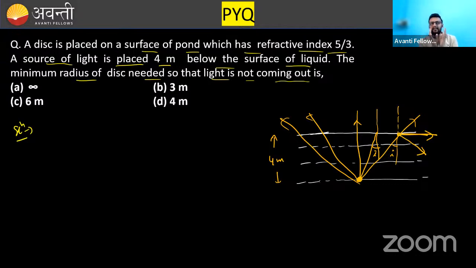So can you imagine one thing, that not all the light rays will come out of the water surface, come out of the liquid surface. Why? Because at a certain angle, the rays will start moving back to the water. Why? Due to the TIR. So this question is generally based on TIR. So now I will redraw the diagram.